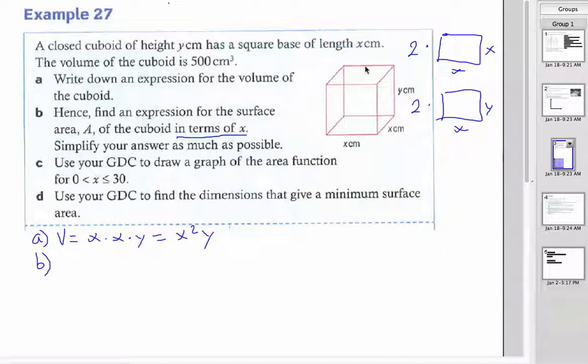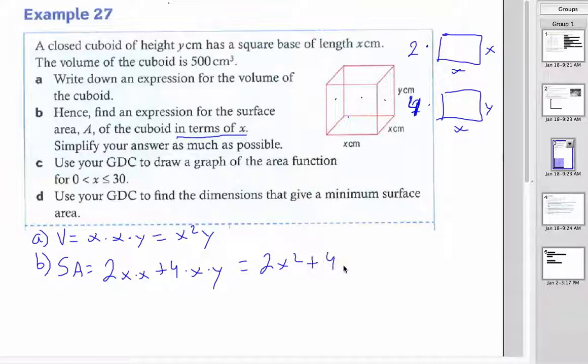And also, that's the top and bottom, you've got x and x. You've also got 4 of the x times y sides, because this one's x times y, this one's x times y, that one's x times y. All the ones on the side are x times y. So your surface area is equal to 2 times x squared plus 4 times x times y, which equals 2x squared plus 4xy. Now we want it in terms of x.